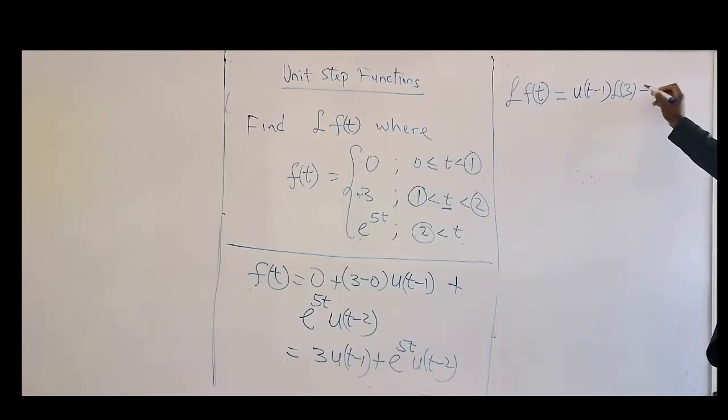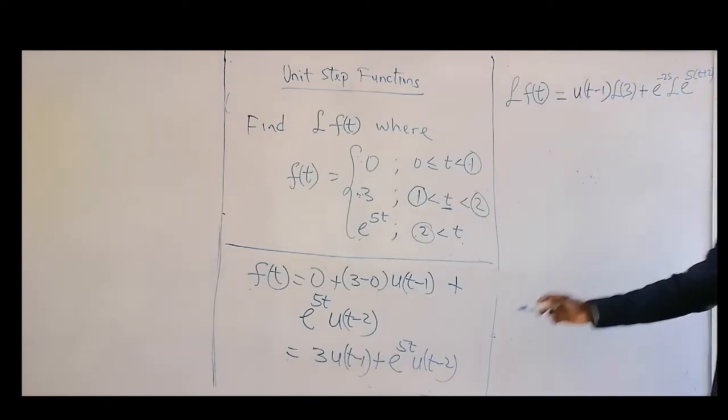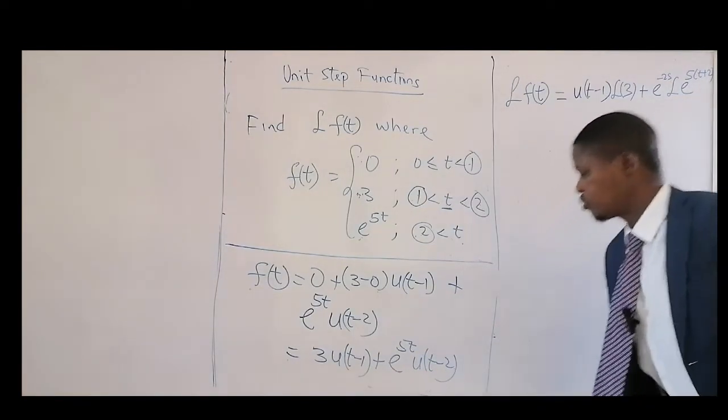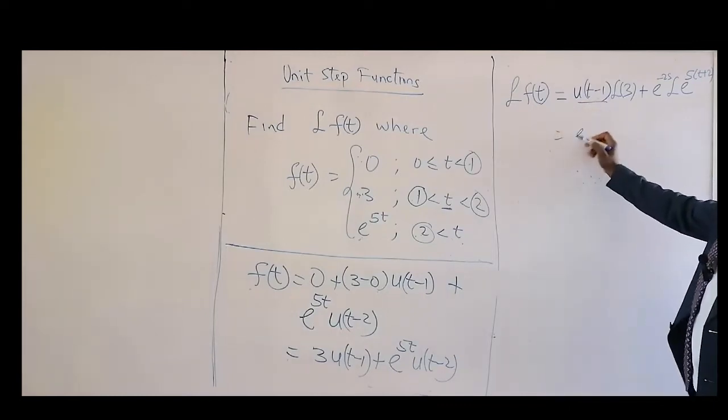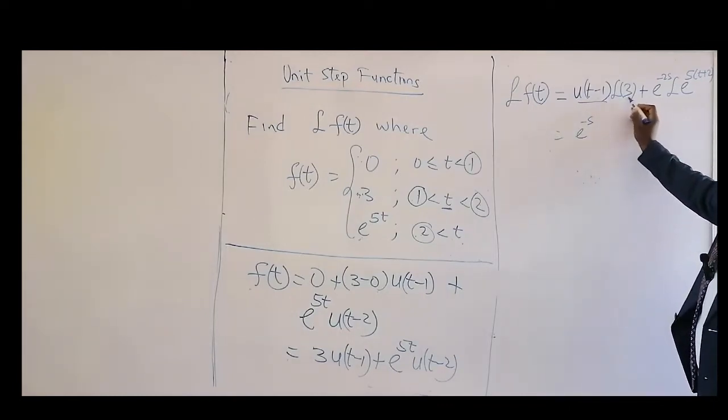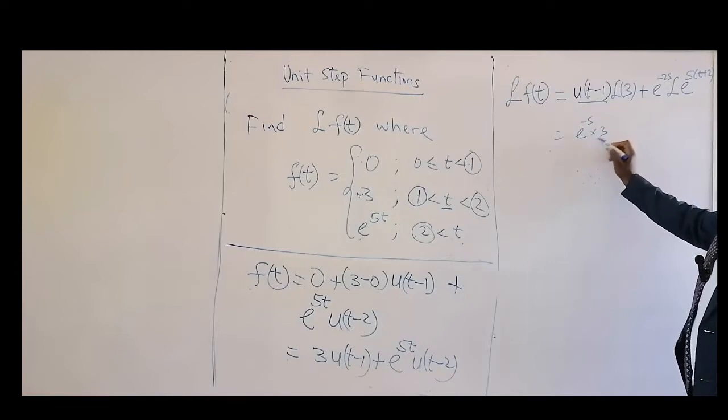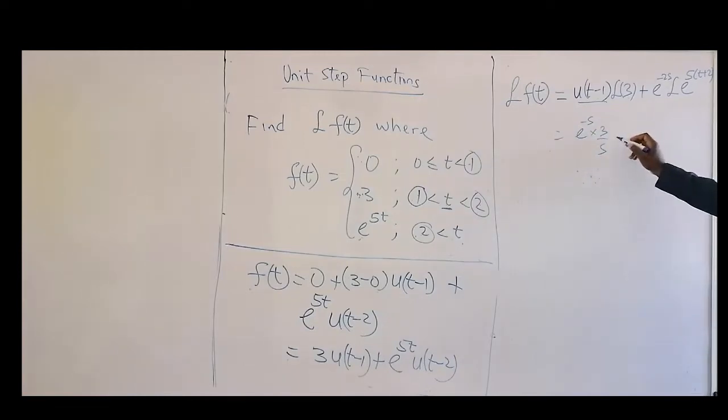Then plus the second term, Laplace of e to the 5t, with t plus 2 replacing t. And when you see your 2, you had 2 plus that, so that will be 5 into bracket t plus 2. This one will be equal to e to the minus s, Laplace of 3 is what? 3 over s. Then plus e to the minus 2s.